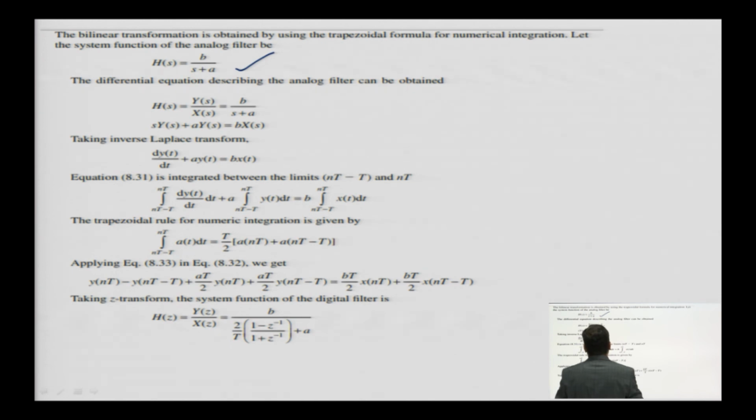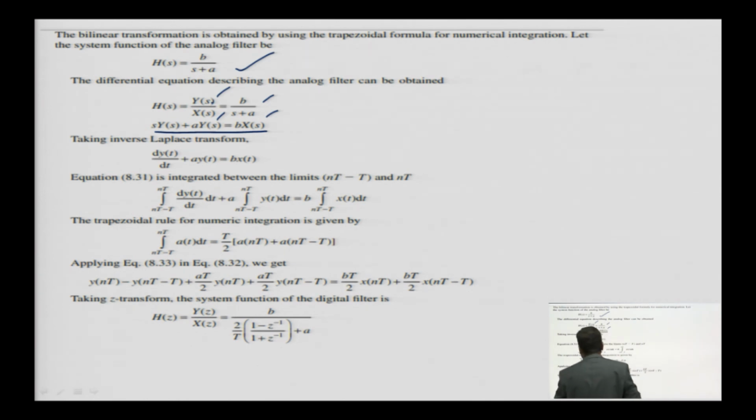Now, you know H(s) is equal to b upon s plus a. H(s) is what? Your transfer function of the analog filter. It means the Laplace transform of the output signal to the Laplace transform of the input signal. It means H(s) is equal to Y(s) upon X(s) is equal to b upon s plus a, is given to you. Now, you have to cross multiply, then you will get sY(s) plus aY(s) is equal to bX(s).